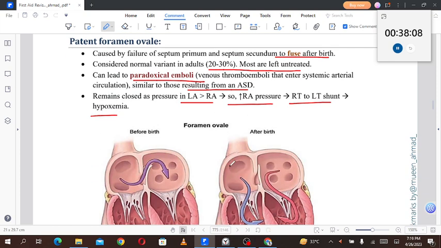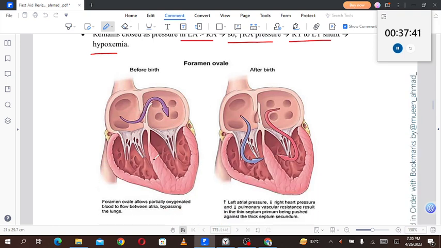Normally, even if it is patent, the pressure in the left atrium is so high in comparison to the right atrium that there is a tethering force joining the two septums together, the septum primum and secundum, and the foramen ovale, even though it is patent, does not functionally transfer blood from the right atrium to the left atrium. But in conditions when the left atrial pressure drops, the blood can move from the right atrium to the left atrium, and that will result in hypoxemia. Now, this is the foramen ovale, the normal mechanism. Foramen ovale allows partially oxygenated blood to flow between the atria, bypassing the lungs.